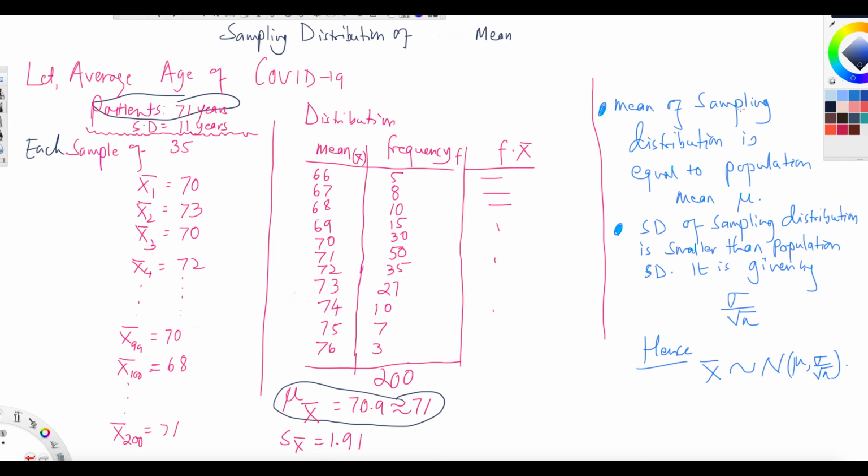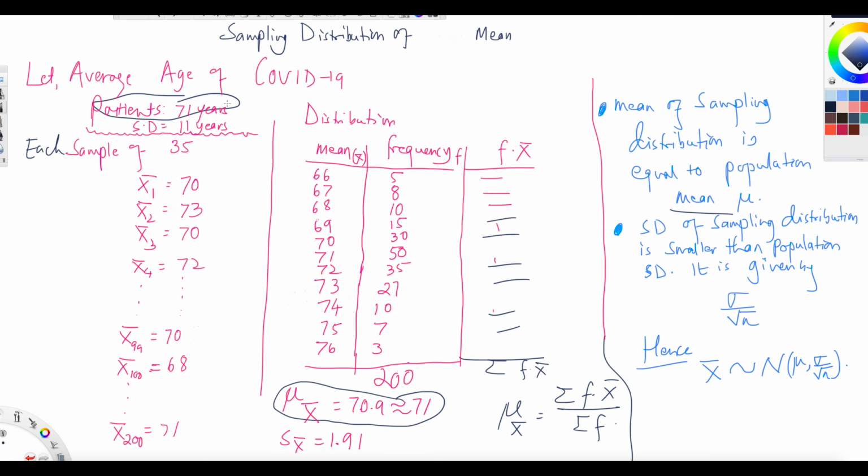This table, this distribution, is called the sampling distribution of the mean, because one column is the sample mean and the other column is the frequency. It is called the sampling distribution of the mean, or the distribution of the sample mean. Now what we found from here is that the mean of the sampling distribution is equal to the population mean.